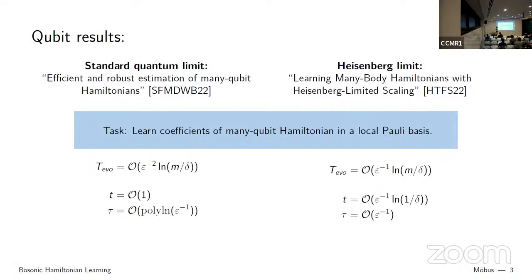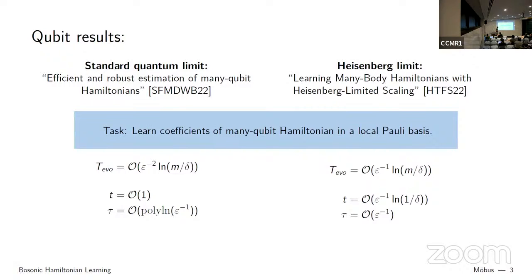The standard quantum limit result scales like this: you have the precision epsilon to the -2, and logarithmic in m, the system size, and delta, the underlying probability. One very important aspect is that you have the system size only logarithmically in m, so you use the locality, like nearest neighbors, that you assume on the Hamiltonian. In the case of the Heisenberg limit, or Heisenberg scaling, you have epsilon to the -1. This is called Heisenberg scaling.